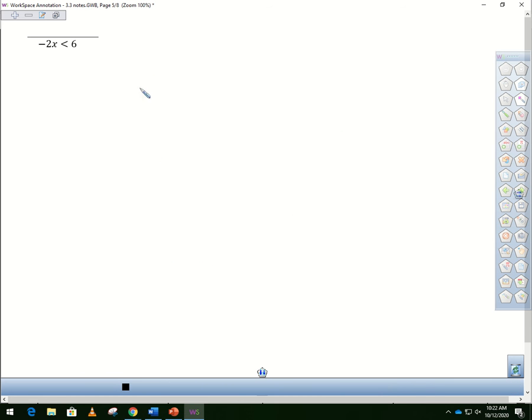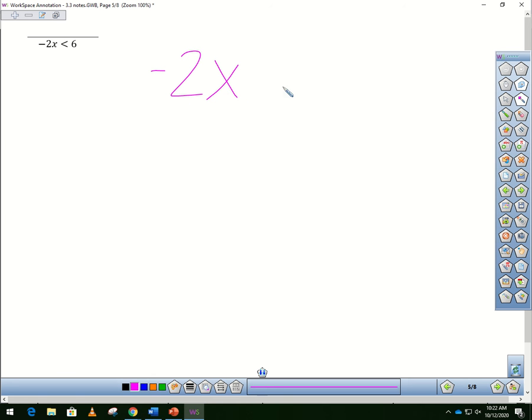Like I said, I told you to put that extra space in? That's where you're going to put these, okay? So this one is negative 2x is less than 6. Go ahead and write that down in that extra space, on one of the sides, it doesn't matter which side. Haley, you getting this down? Make sure you're getting this down with me.